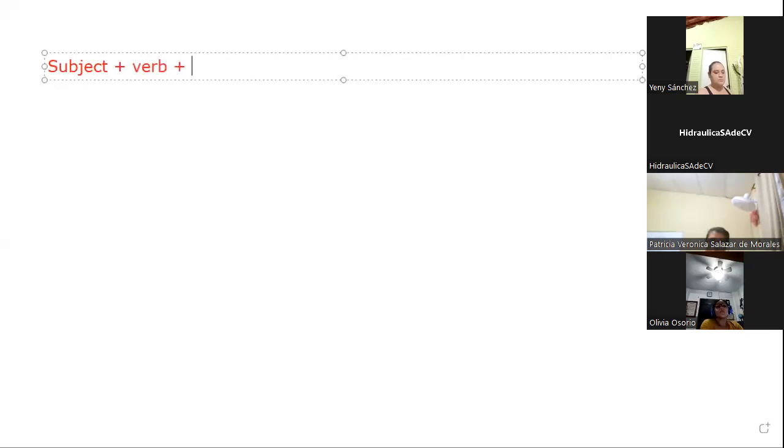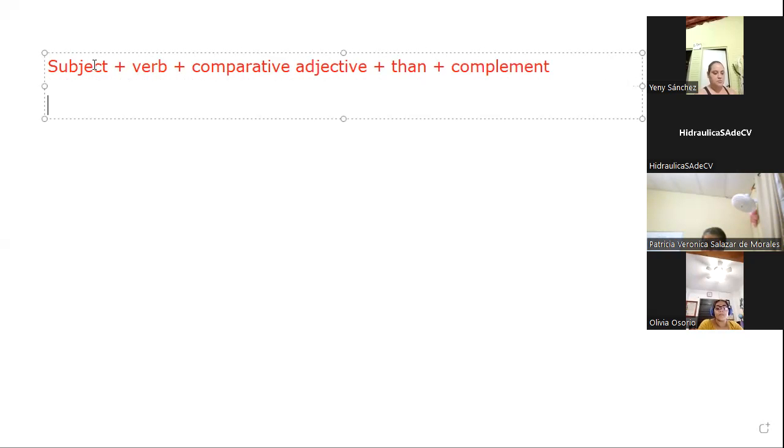Plus comparative adjective, plus the word than. Eso que no se le va a olvidar. Plus the complement. Esta es la estructura que tiene que aprenderse. Si es posible, memorice eso. Cuando vaya a su cama, a su bed, después de la oración que hace, trate de memorizarse.